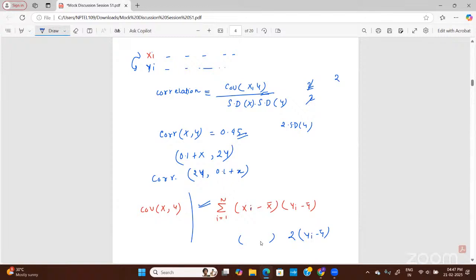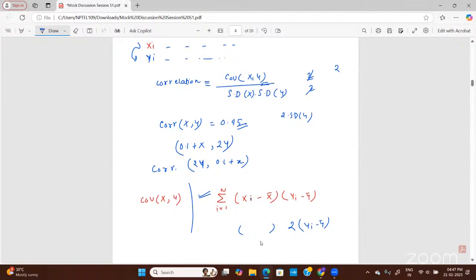Ma'am, but what about 0.1 which is added? Yeah, if you do all the calculation, you will see that it will not be affected by that, because we are dividing here also with the standard deviation of x and the standard deviation of y.